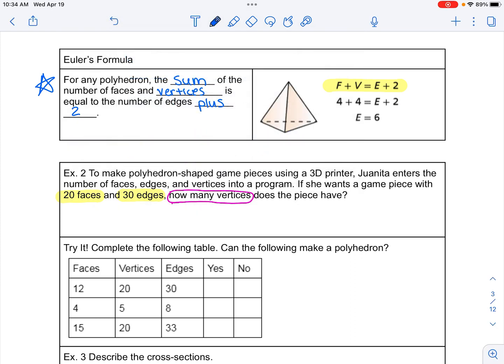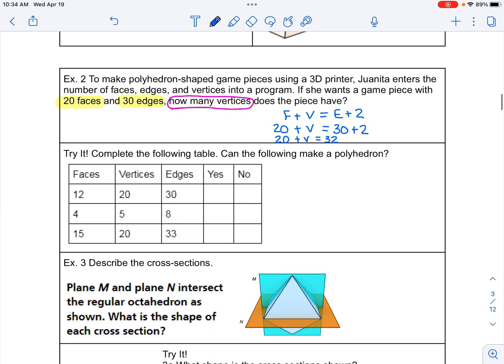So I'll write down the equation. We have F plus V equals E plus 2. These are just variables to represent those things. So where we see faces, I'm going to put 20. How many vertices, I don't know, so let's keep that a V. Edges was 30, and then it's always plus 2. So if you simplify this, we would have 20 plus V equals, that's 32.